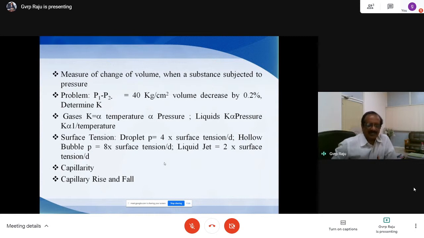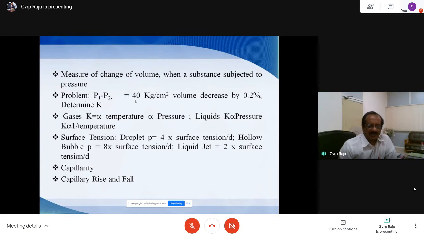So bulk modulus, as you know, is a measure of change of volume when a substance is subjected to pressure. P1 minus P2 is the pressure change. When there is a pressure increase, there will be a decrease in volume. Even in the problem, when pressure increases, there is a volume decrease of 0.2%. So P1 may be some value and P2 may be some value.